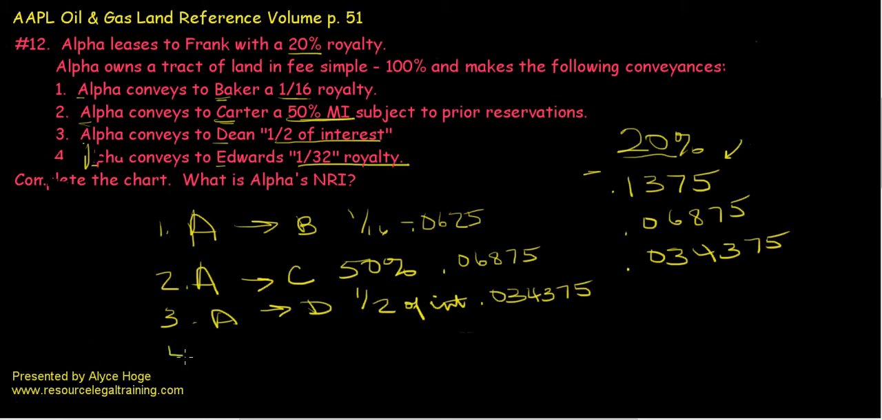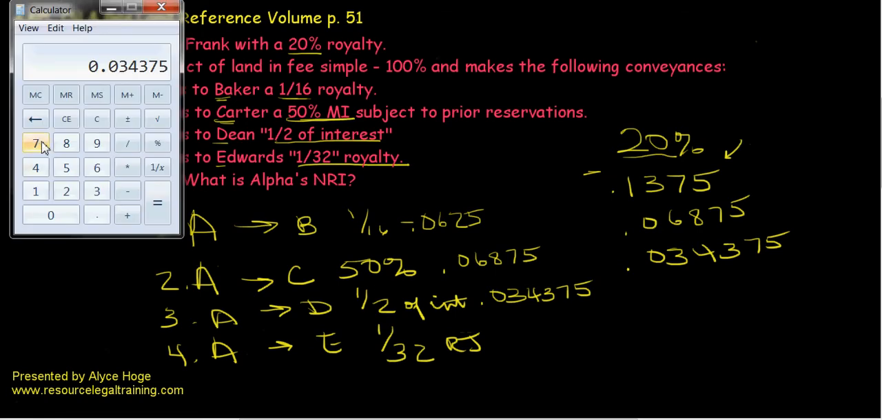Then we're going to go to number 4. Number 4, Alpha conveys to Dean. Oh, we just did, sorry. Let's do Alpha conveys to Edwards a 1/32 royalty interest. So if we do the math, 1 divided by 32 equals 0.03125.